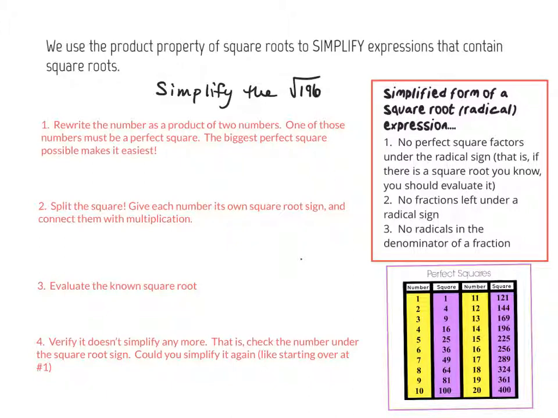Here's another example. We need to simplify the square root of 196. The reason we include this example is we do them all the same way. The first thing we need to do is rewrite the number 196 as the product of two other numbers, but one of those numbers must be a perfect square. If you're not sure, what I recommend doing is check the perfect squares in order.